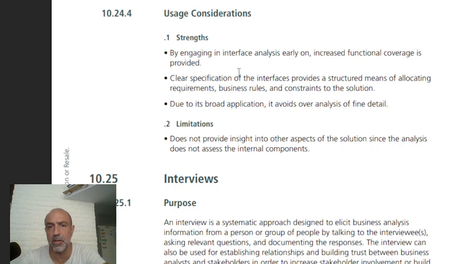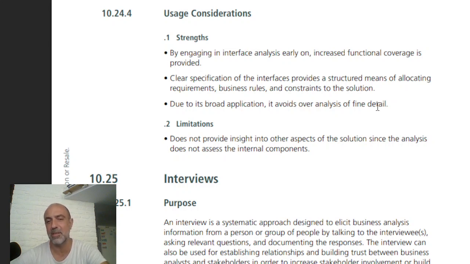Strengths: by engaging in interface analysis early on, increased functional coverage is provided. Clear specification of the interface provides a structured means of allocating requirements, business rules, and constraints of the solution. Every interface should represent the values and everything that a business has to do. And due to its broad application, it avoids over-analysis of fine detail. Amazing. What are the limitations?